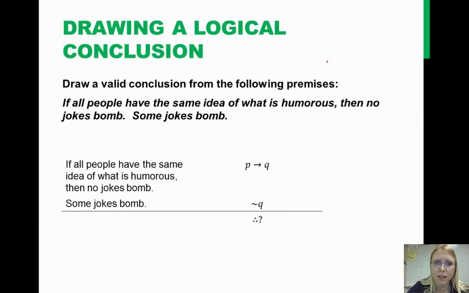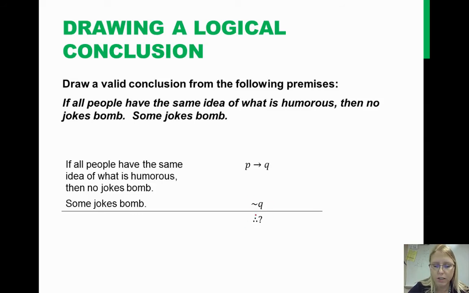Now for the last example, I want you to draw a valid conclusion based on the following. We have P then Q. If all people have the same idea of what is humorous, then no jokes bomb. Then we have some jokes bomb, not Q. And then what would be a valid conclusion?